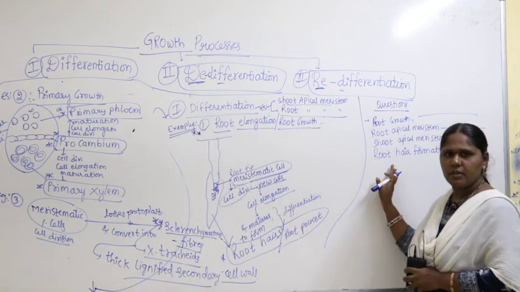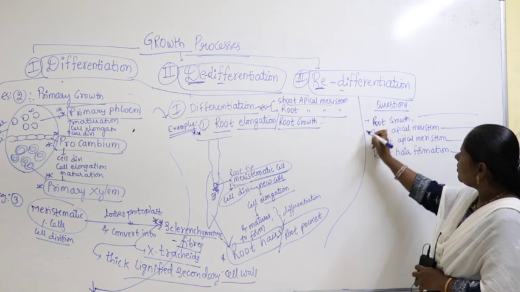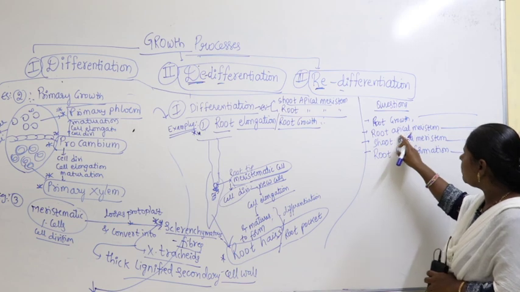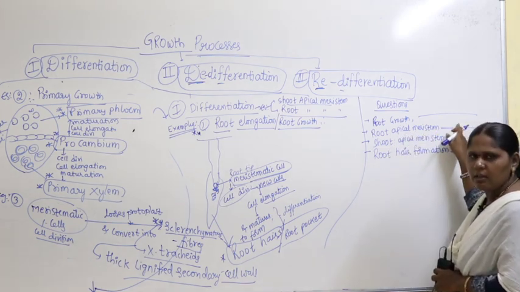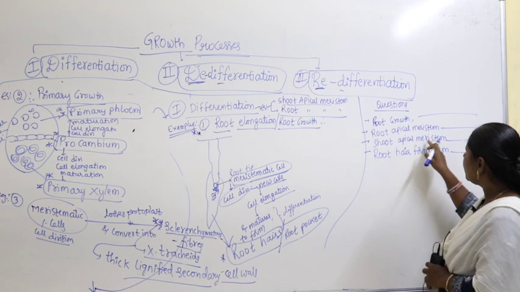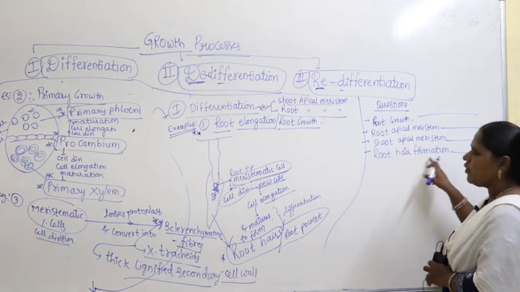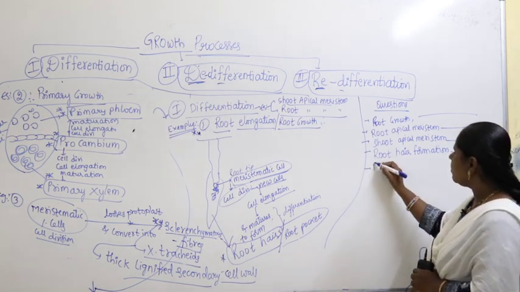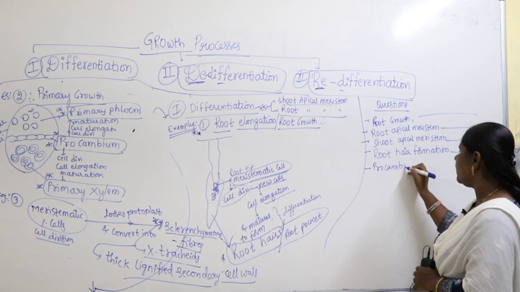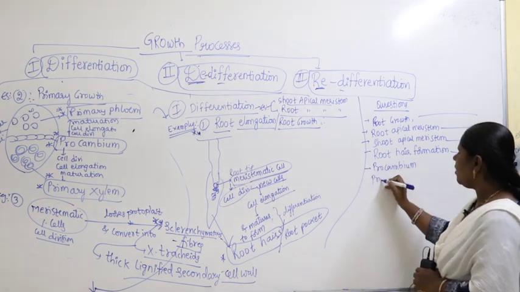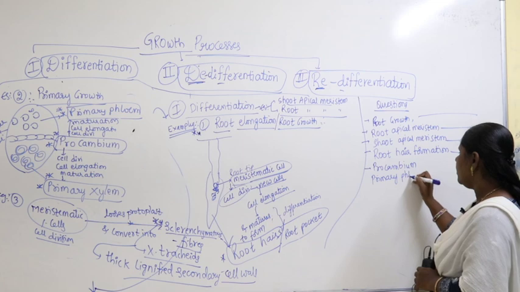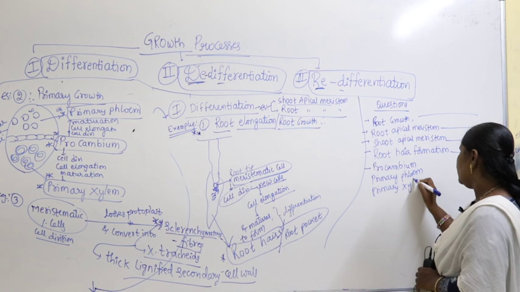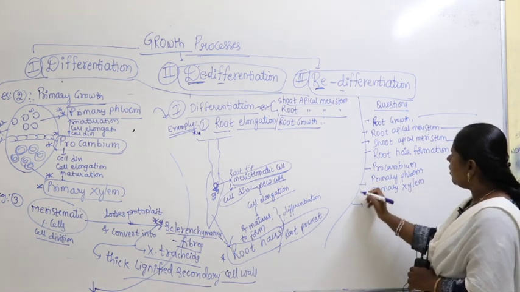What are the questions expected here? Sometimes in the question you will get root growth occurs by differentiation. Root apical meristem occurs by, and the answer would be differentiation. Shoot apical meristem, differentiation. Root hair formation, differentiation. Then what else can you write? Activity of procambium, formation of primary phloem, or formation of primary xylem.